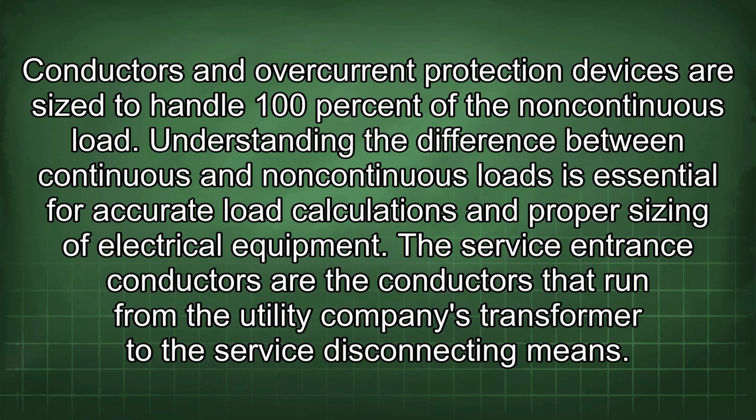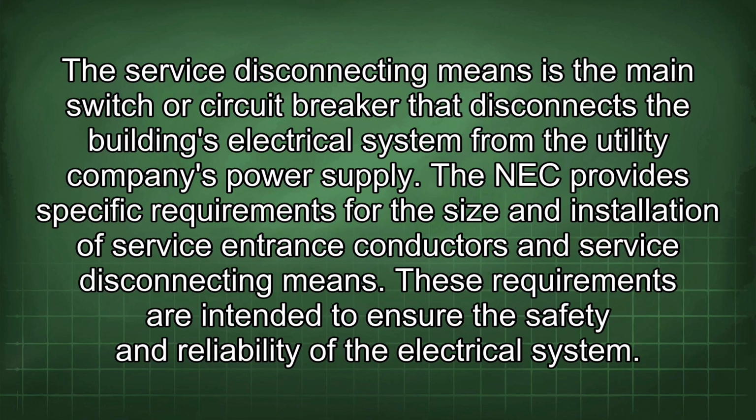The service entrance conductors are the conductors that run from the utility company's transformer to the service disconnecting means. The service disconnecting means is the main switch or circuit breaker that disconnects the building's electrical system from the utility company's power supply. The NEC provides specific requirements for the size and installation of service entrance conductors and service disconnecting means. These requirements are intended to ensure the safety and reliability of the electrical system.